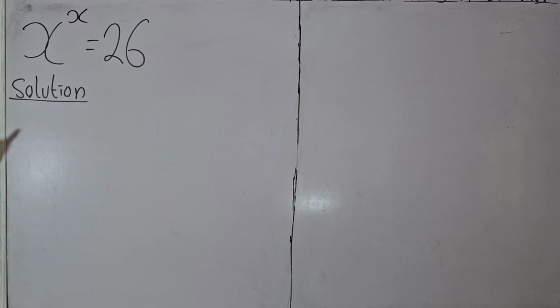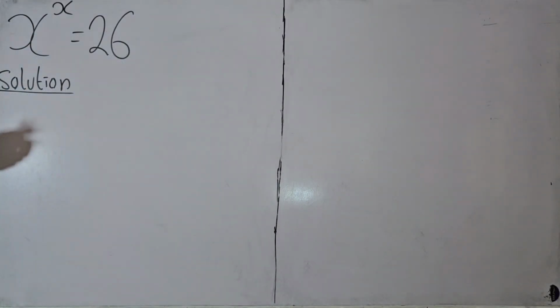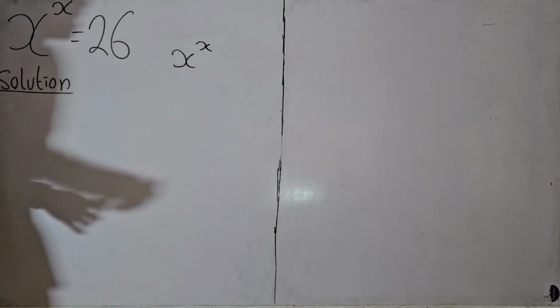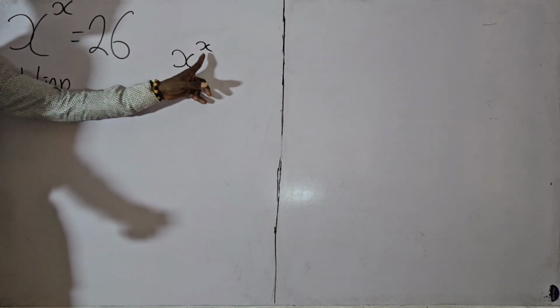Let me show you how to solve this exponential equation that we have on the board. Our goal is to find the value of x in x raised to the power of x equals 26. Before we start the solution, let us determine where x lies, okay? We have x raised to the power of x. That means that the value of x is the same for both the base and the exponent.